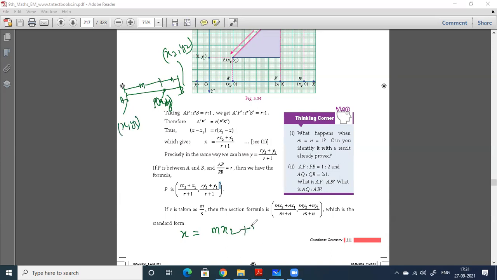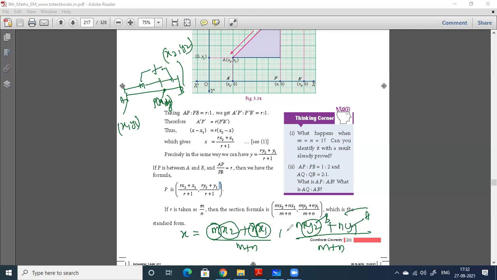Okay, m x2 plus n x1 divided by m plus n. The same way, m y2 plus n y1 divided by m plus n. Denominator always m plus n. Numerator is first m comes, second n comes. As usual, first x2 comes, then x1 comes. First y2 comes, this is from point B, then this is from point A. You should remember: first always y2, then y1. First always x2 and then x1.